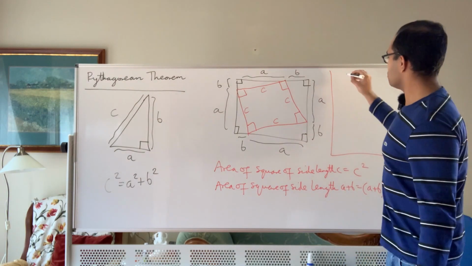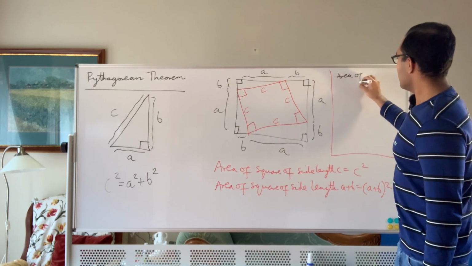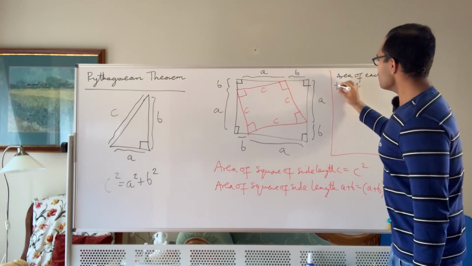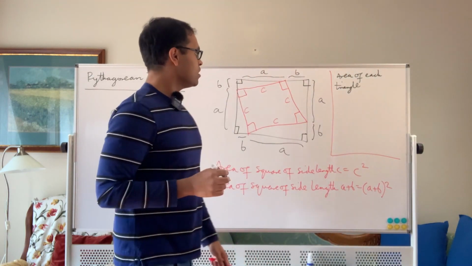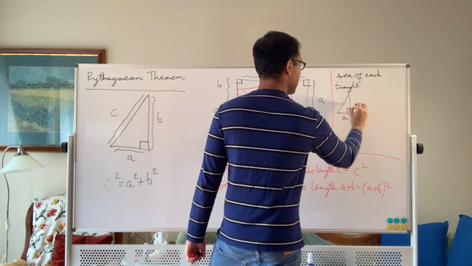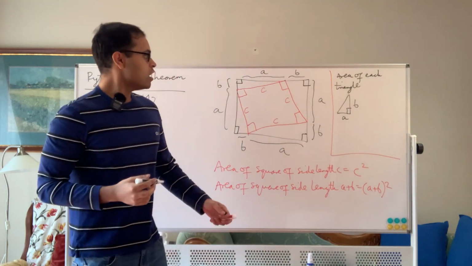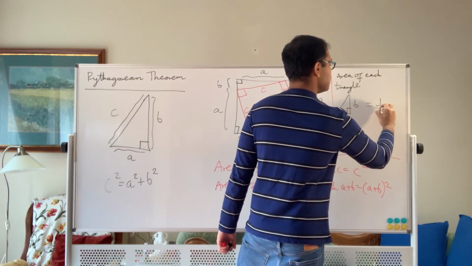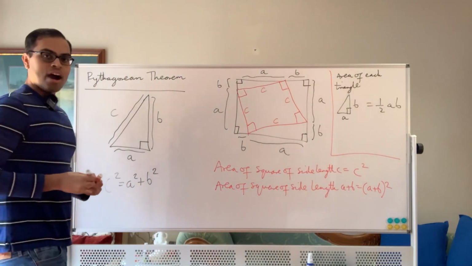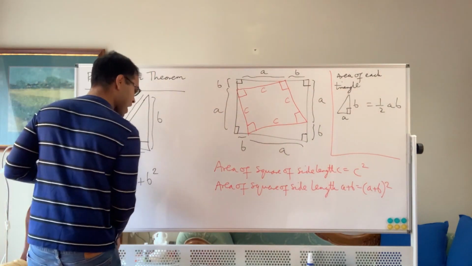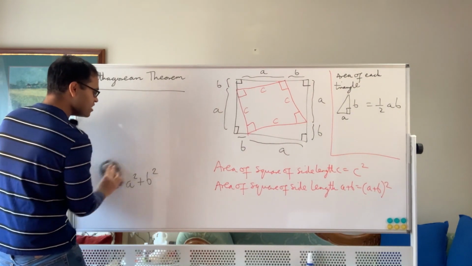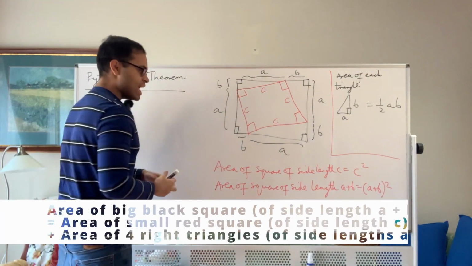So there are 4 triangles, and the area of each triangle is half times base times height. If you have a triangle where the base is A and the height is B, the area is going to equal half times A times B. So therefore, we've got all that. Now we can figure out that the area of the whole square is the sum of the areas of the smaller square and the 4 triangles. So therefore you get A plus B squared.